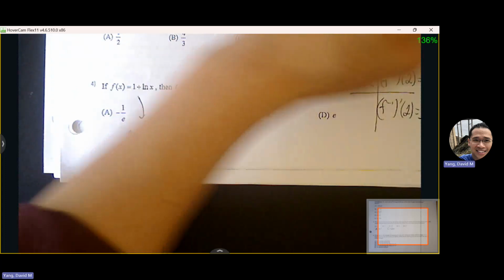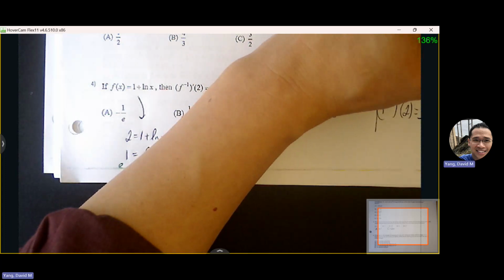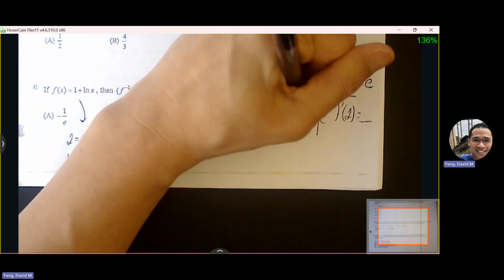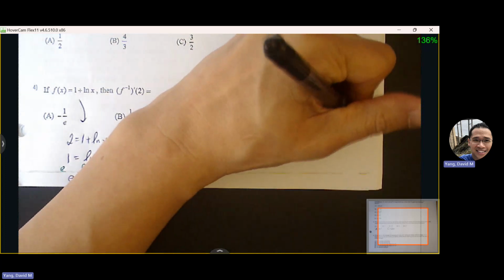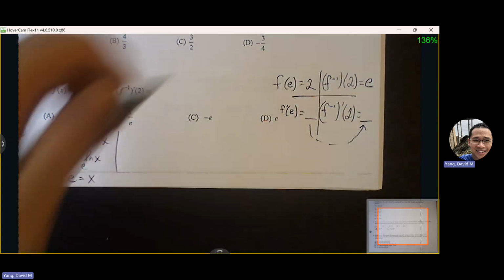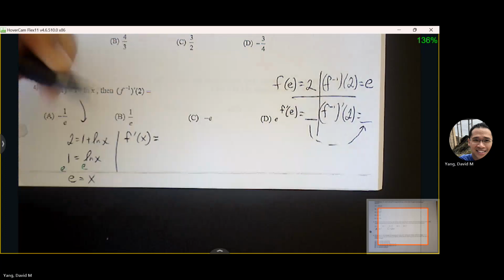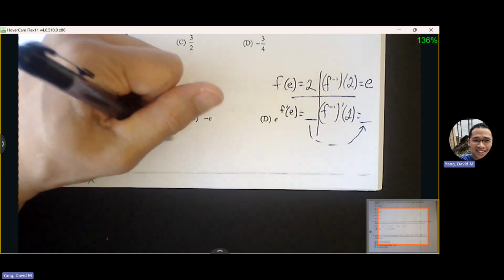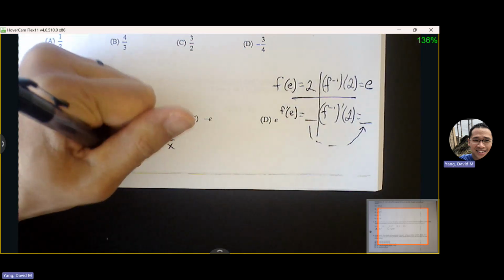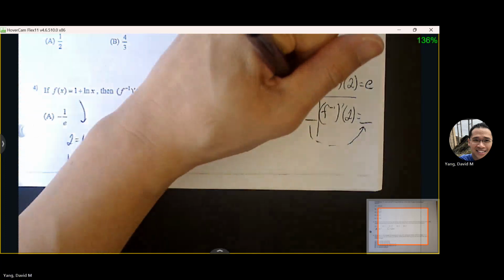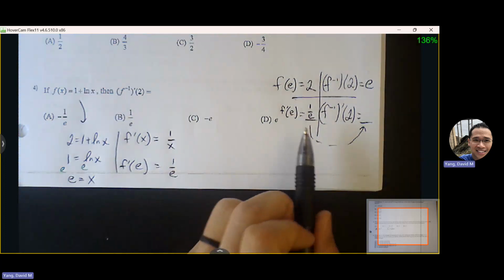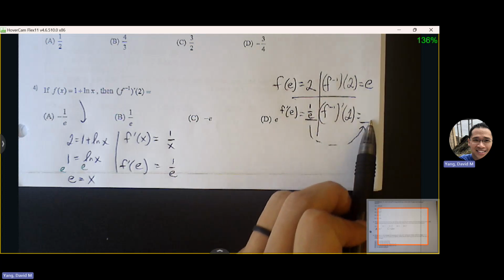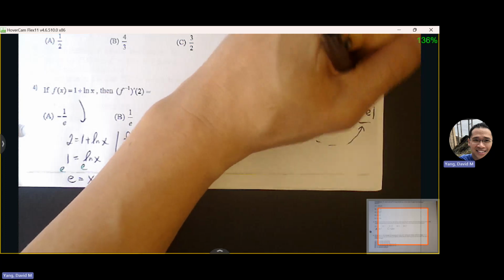So there's my order pair, (e, 2), which must mean the inverse has the order pair (2, e). So if I can find f prime of e, then I know that slope will lead me to my answer. So let's first find f prime of x. 1 goes to 0, natural log of x, u prime over u, so just 1 over x. So f prime of e is just 1 over e. So if the slope is 1 over e, then on the inverse side the slope must be the reciprocal, so e over 1, which is just e.